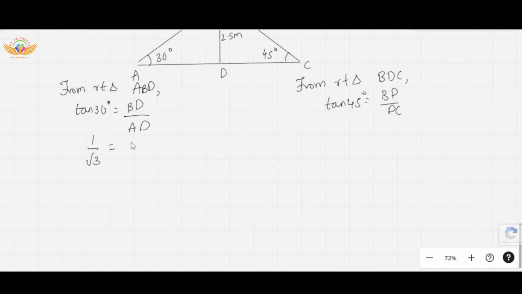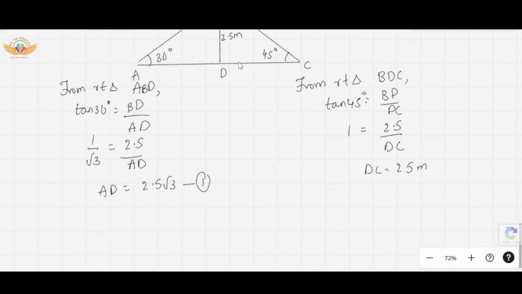What is BD? 2.5. BD is 2.5 divided by AD, which we don't know. And here 1 is equal to BD, which is 2.5, by DC, which we don't know. So AD is equal to 2.5 root 3. This is equation number 1. And here DC is equal to 2.5 meters.